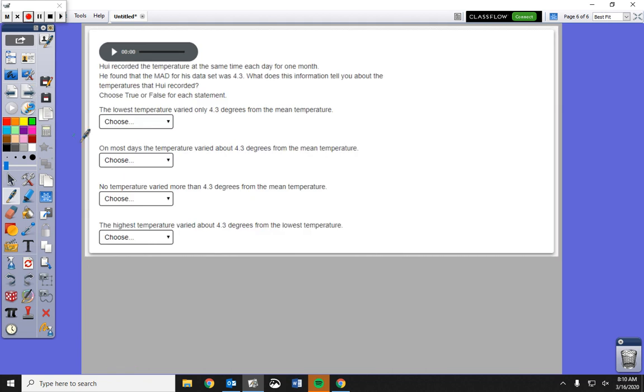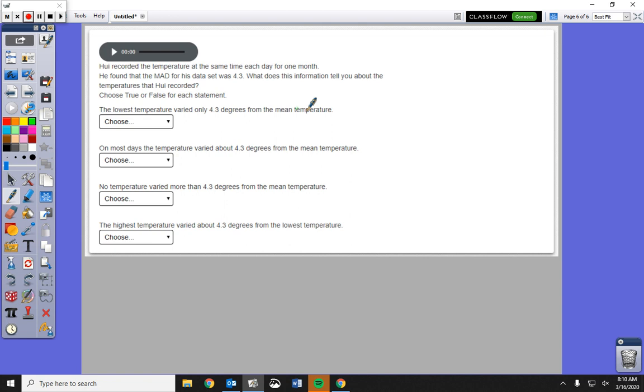Last question, and this ties in. It's nice. I believe these are all true and false. Hugh recorded the temperature at the same time each day for 1 month. He found that the M.A.D of his data set was 4.3. What does this expression tell you about the temperature that Hugh recorded? Choose true or false for each statement.